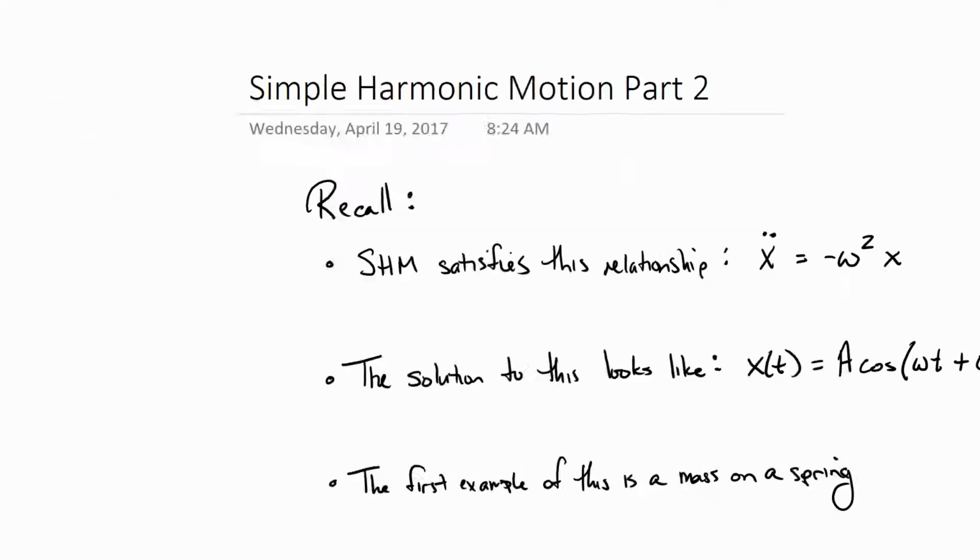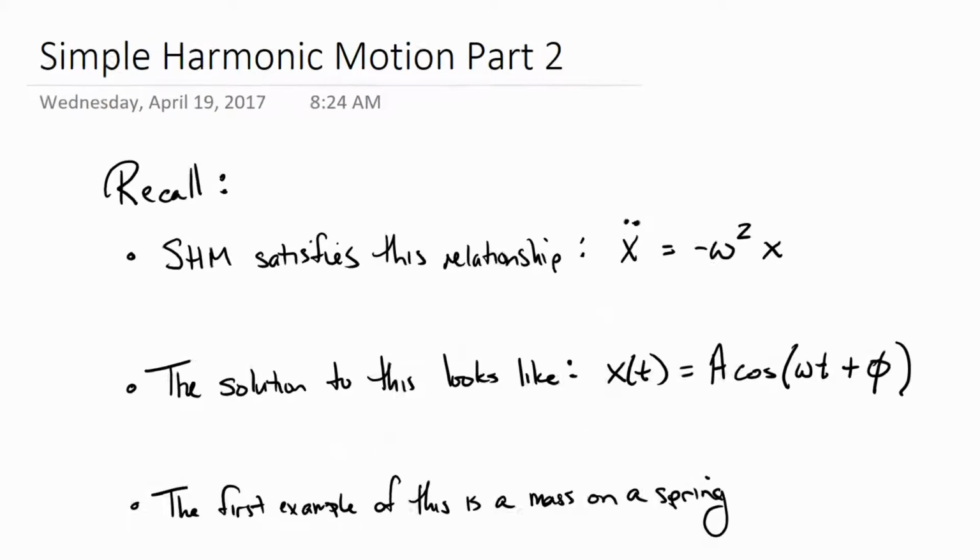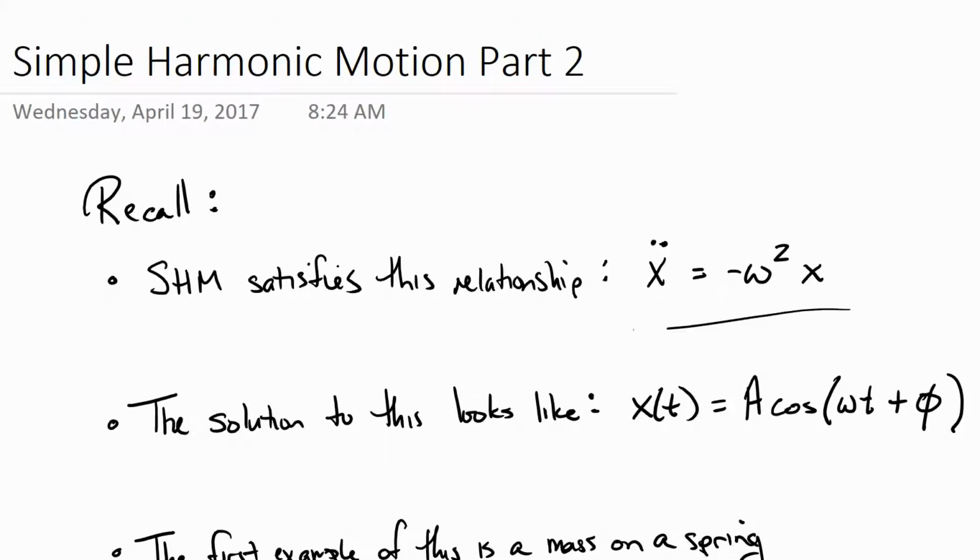All right, let us come back to simple harmonic motion here. We should recall a couple of things. Recall, simple harmonic motion is anything that satisfies this relationship. The second derivative of blah is equal to the opposite of something squared times blah.